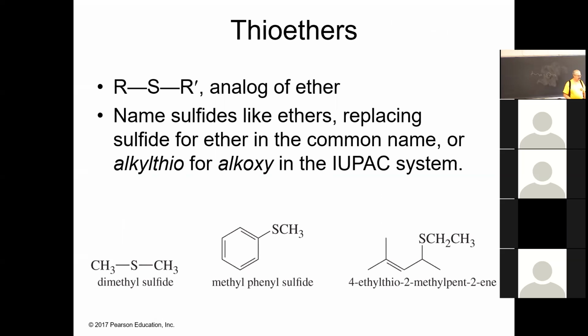Right, thioethers are the sulfur analogs of ethers, and we can name these by replacing the word ether with sulfide. Okay, so this is dimethyl sulfide, this is methyl phenyl sulfide, and as a substituent, we could call this ethylthio, so 4-ethylthio-2-methylpentene. Okay, in this case, the alkene takes priority.